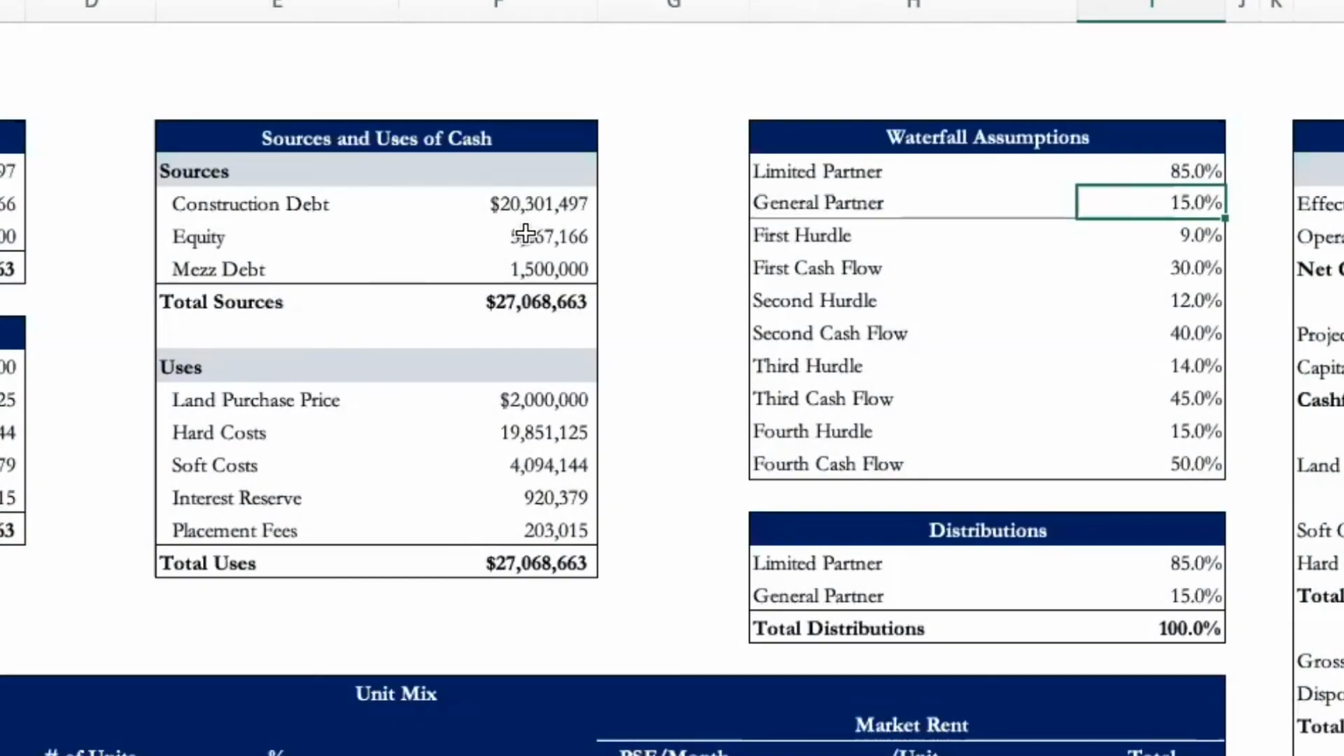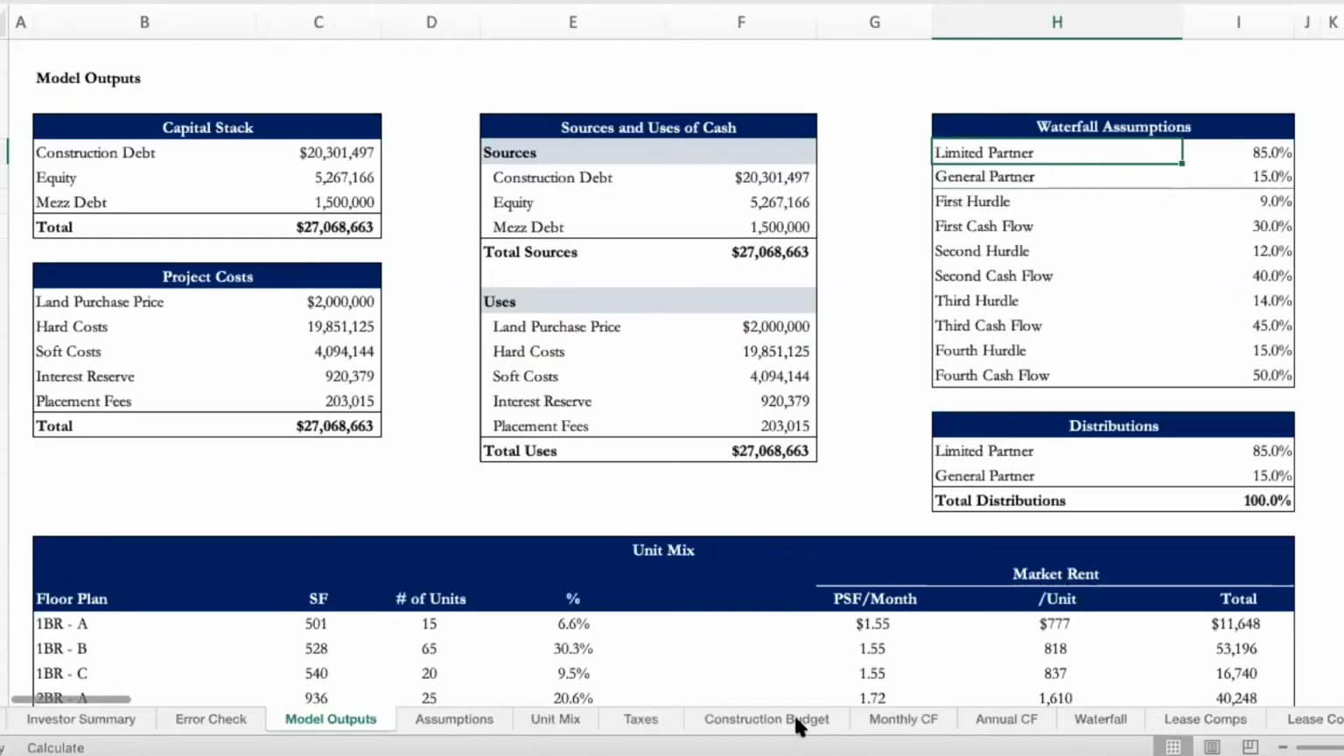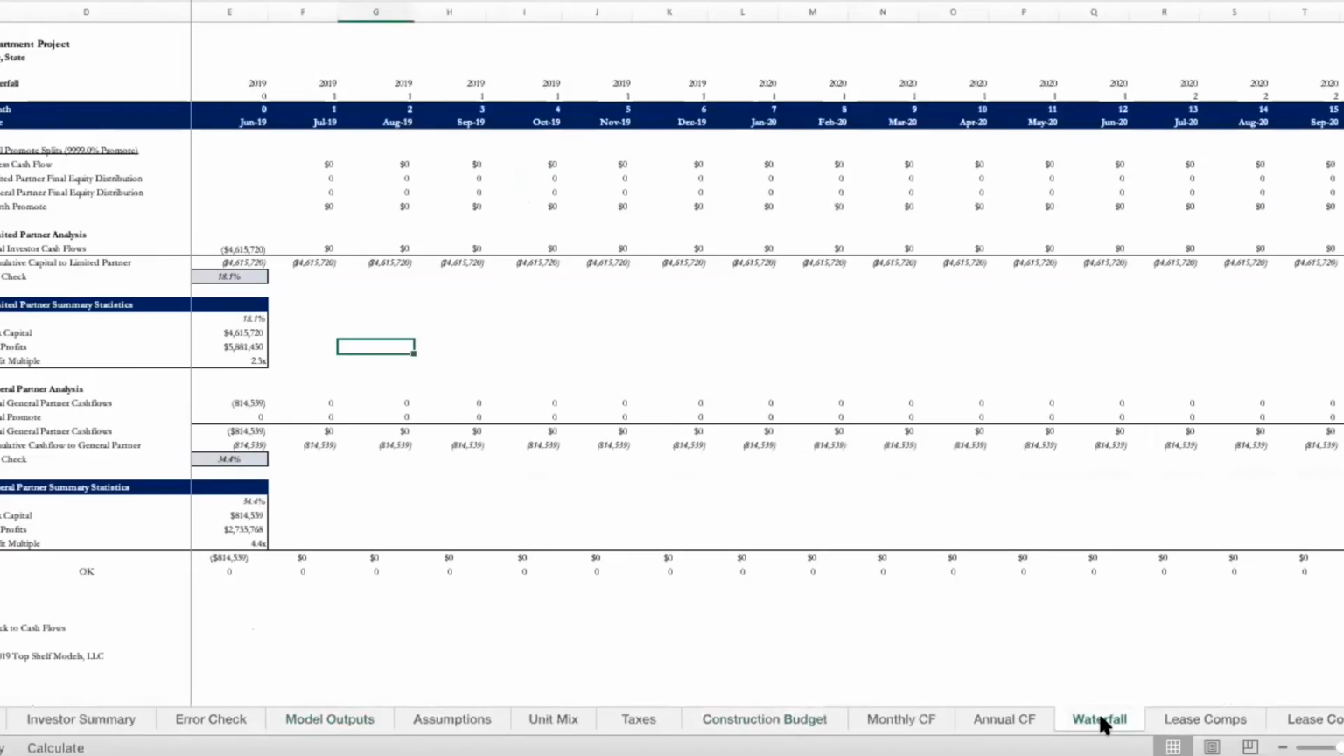Right here in this example, as I have shown you, we have the construction debt, equity, mezzanine debt, and once again, the equity is broken down into general and limited partners. To further walk this through, if you want to see how we derive the amount that's coming from the limited partners, general partners, and the equity as a whole, we could go to the waterfall model.